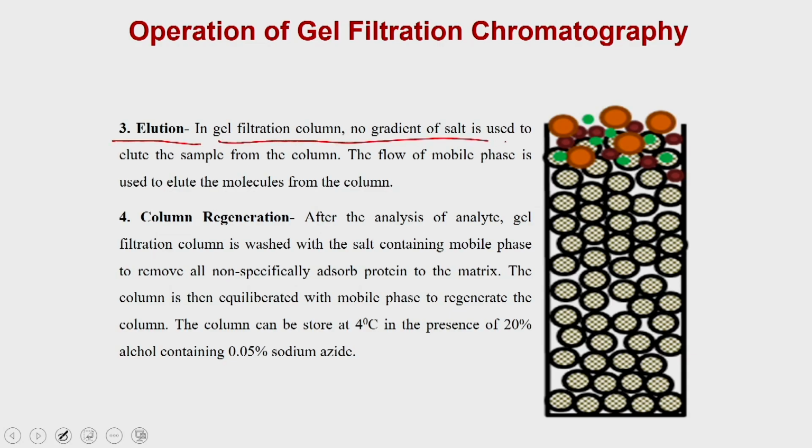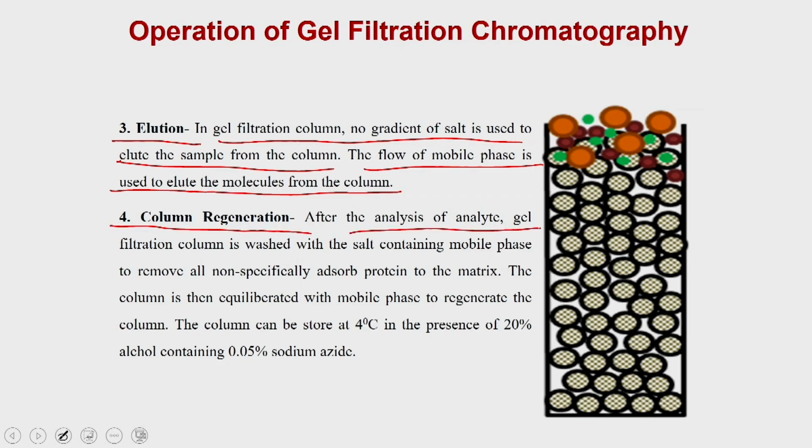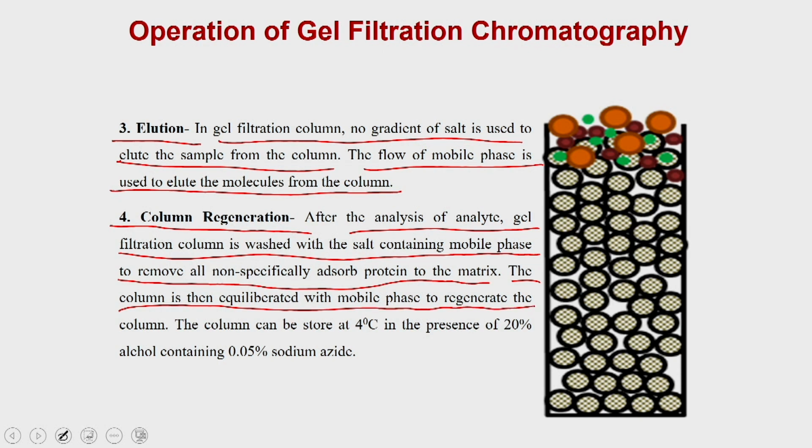Compared to ion exchange chromatography or hydrophobic interaction chromatography, in gel filtration there is no gradient of salt used to elute the sample from the column. The flow of the mobile phase is used to elute the molecules. Once you are done with the elution, you have to do a regeneration. After the analysis of the analyte, the gel filtration column is washed with salt-containing mobile phase to remove all non-specifically adsorbed protein from the matrix. The column is then equilibrated with the mobile phase to regenerate it.